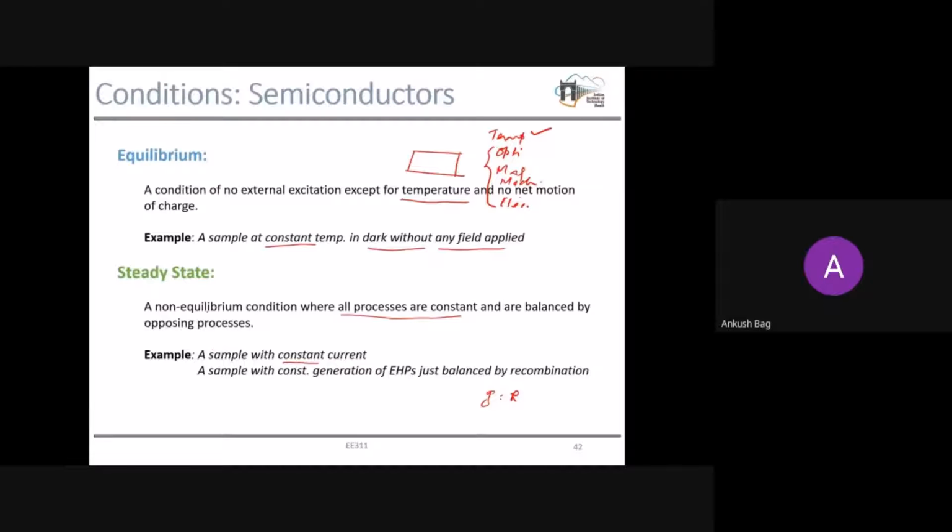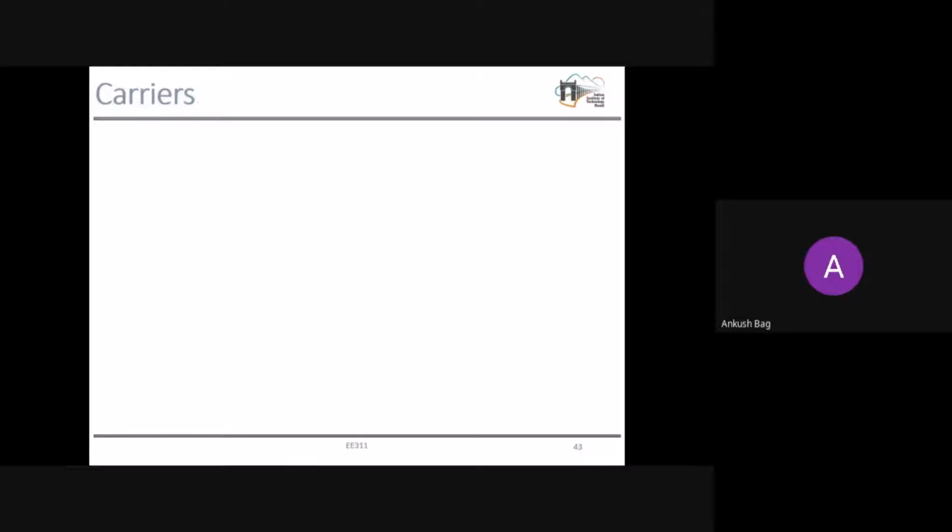Another condition you can guess from steady state is something called a transient state. In transient condition, whenever, let's say, you are turning your device on or off, for some time duration it will show this transient behavior. So typically these are the two conditions we will consider in all the coming quantification or analysis of our devices or material.